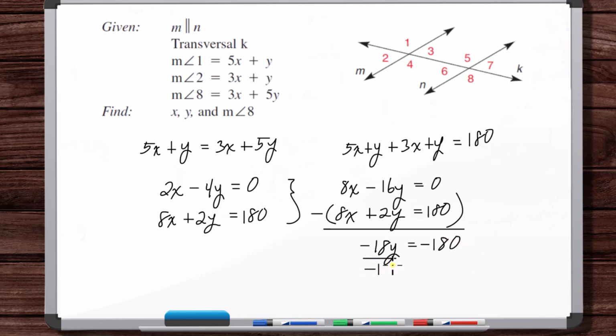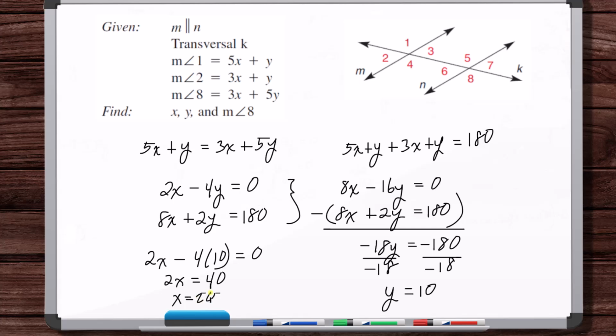So 18 times 10 is 180, so y is positive 10. Now we can substitute for y into the first equation here. So 2x is equal to 40, x is equal to 20. So there we go. There's x and y.